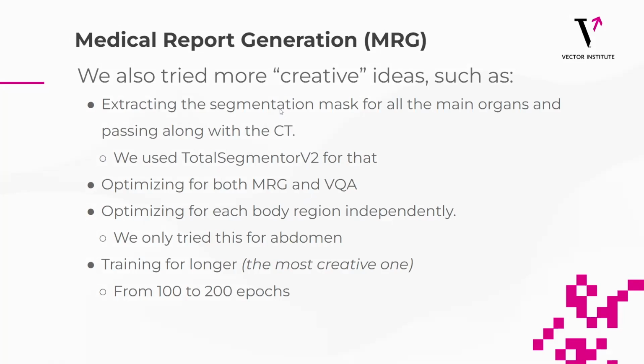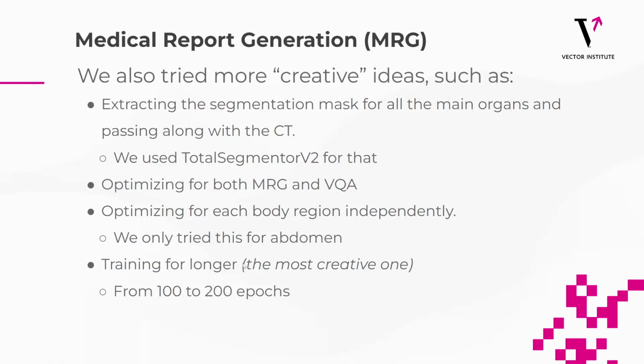We also tried more creative ideas. For example, selecting the segmentation mask, we used a framework called TotalSegmentator V2. We extract the segmentation mask for all the main organs for the 3 regions, and then we pass the image along with the segmentation mask. That didn't work. We tried optimizing for both MRG and VQA, since we have data for VQA as well, in the same model. That didn't work. And then we tried optimizing for each body region independently. We tried this only for abdomen.